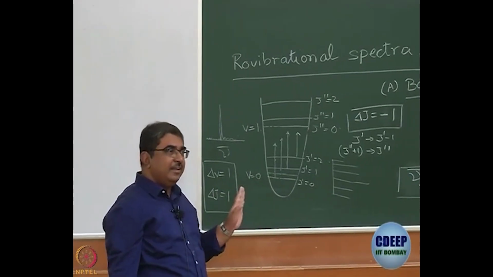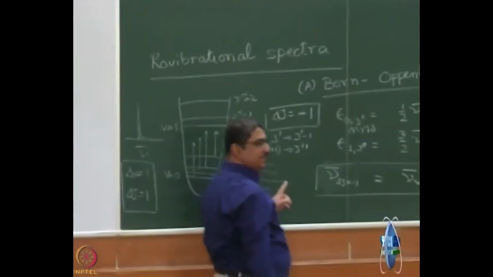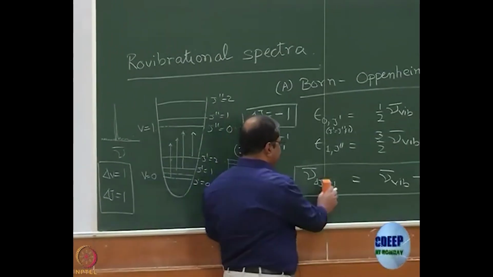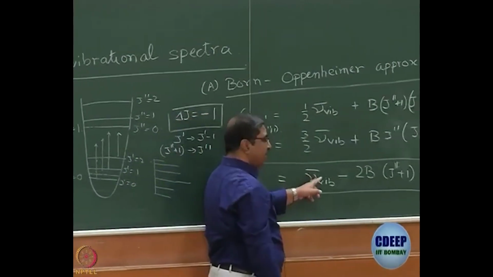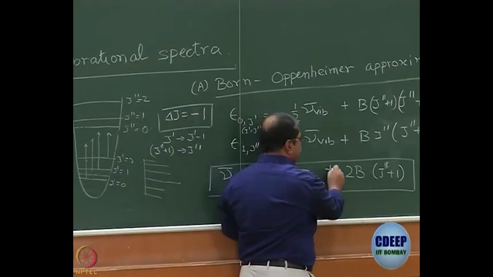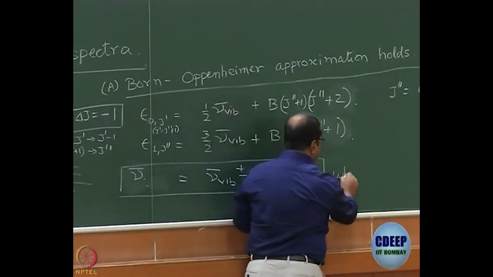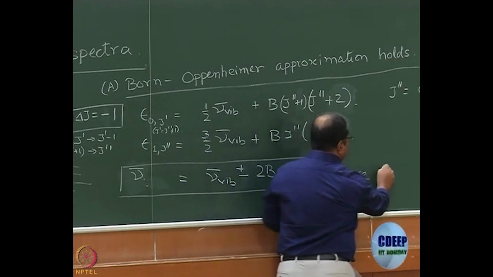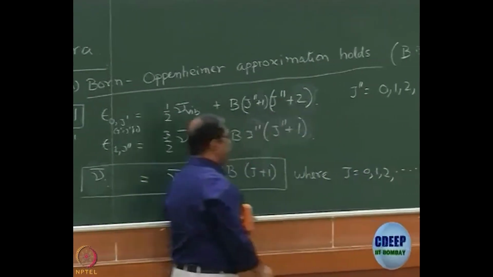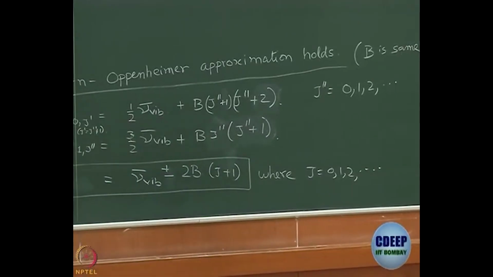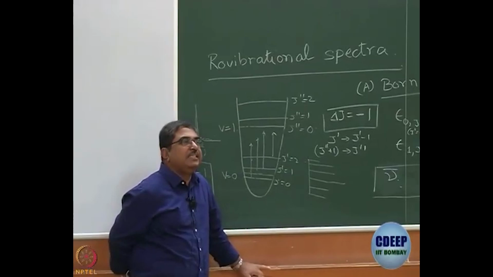Okay. So, I can write a general expression for nu bar to be nu bar Vib plus minus 2B into J plus 1, where J equal to 0, 1, 2, so on and so forth. Is that correct? Is there a question?